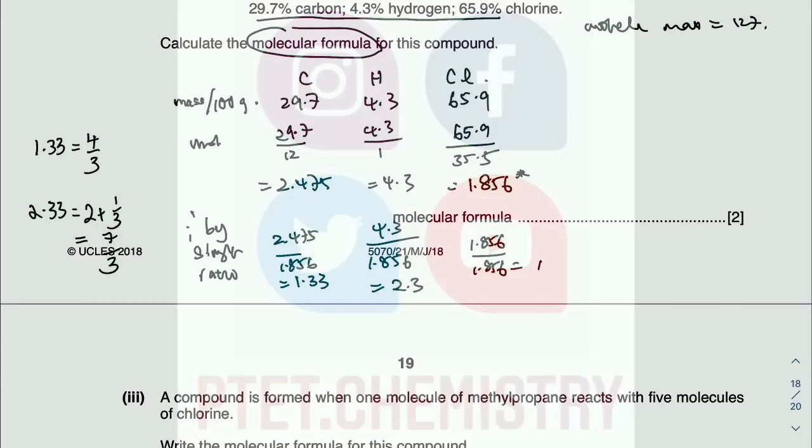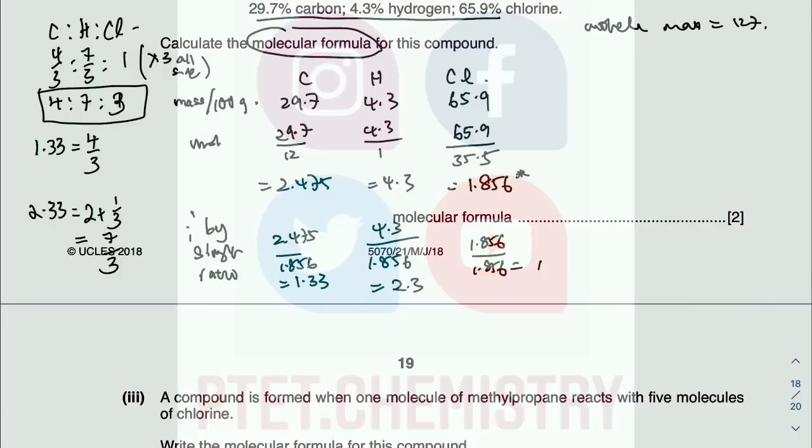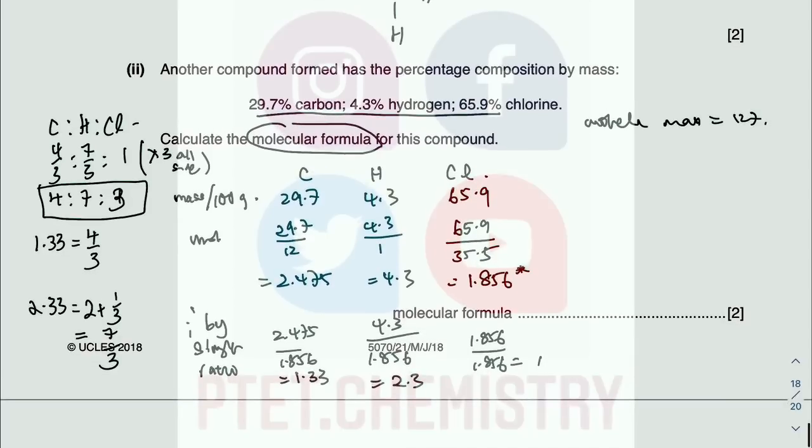Funny, right, how we are doing fractions now? Okay, primary school, yeah? So what you have is actually 4 over 3 is to 7 over 3 is to 1. Multiply by 3 throughout, I guess. 4 is to 7 is to 3. 4 over 3 times 3 gives you 4. 7 over 3 times 3 gives you 7. 1 times 3 gives you 3. Right? Is that correct?